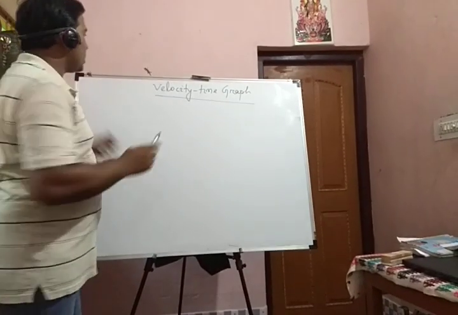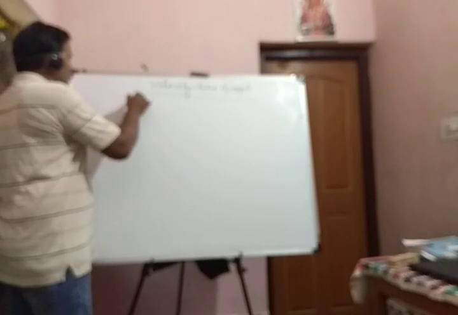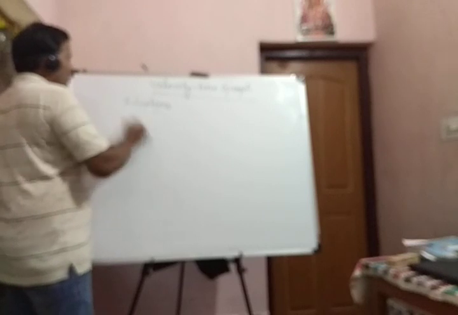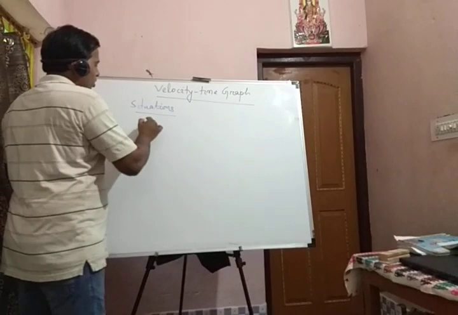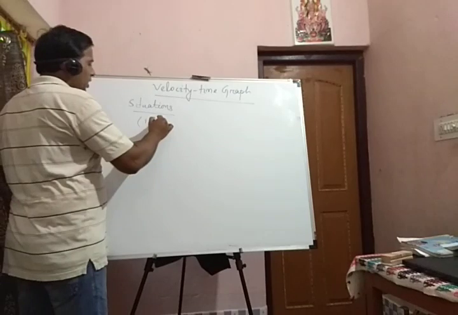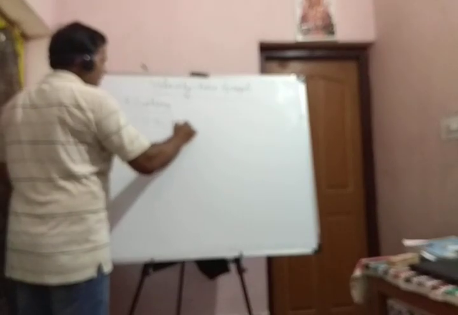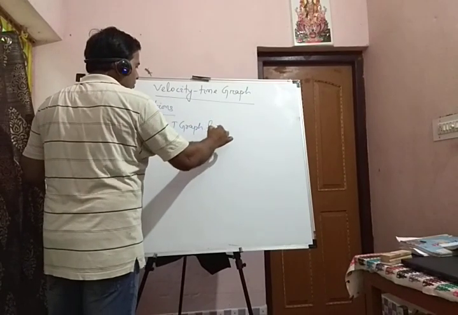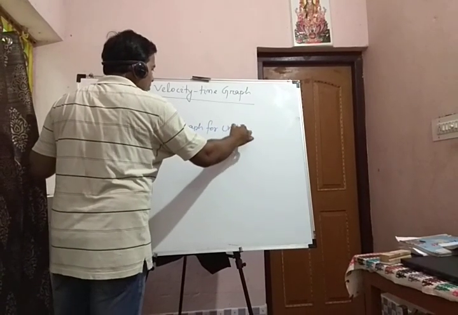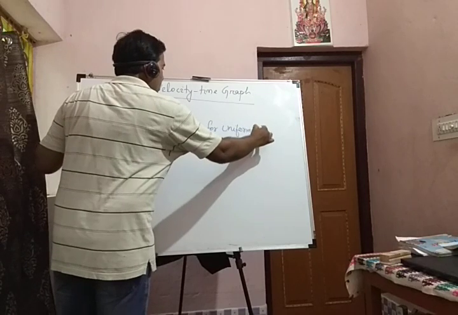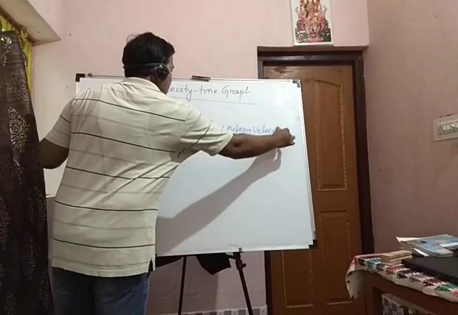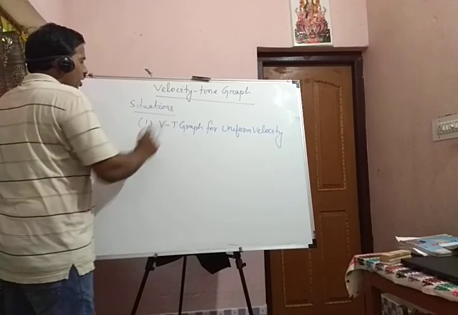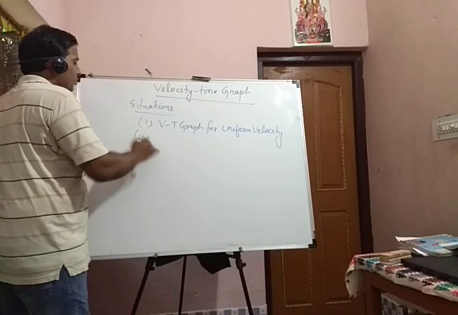Here also three different situations are there. Situation 1, the velocity time graph or the VT graph for uniform velocity. That is, when the body is moving with uniform velocity, we have to see about the VT graph or velocity time graph.